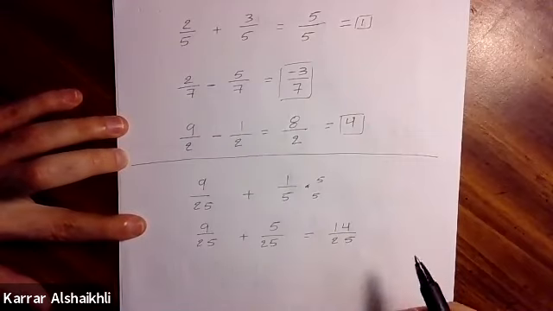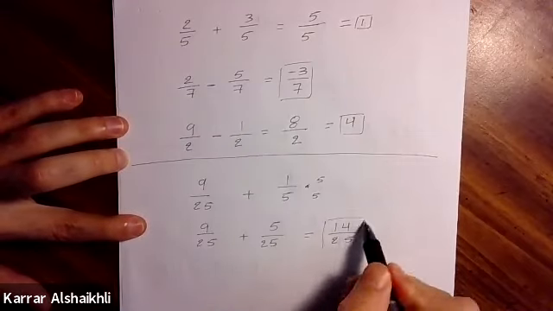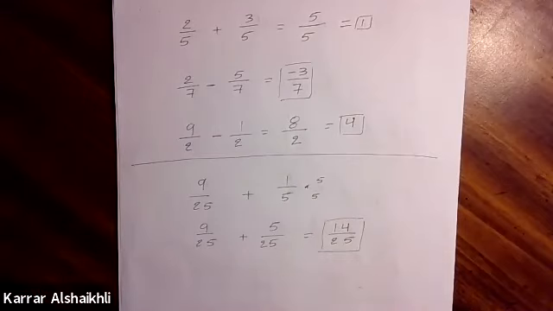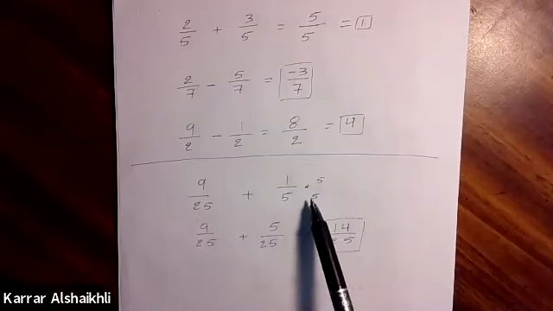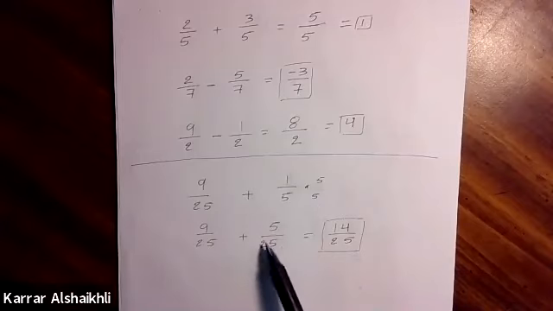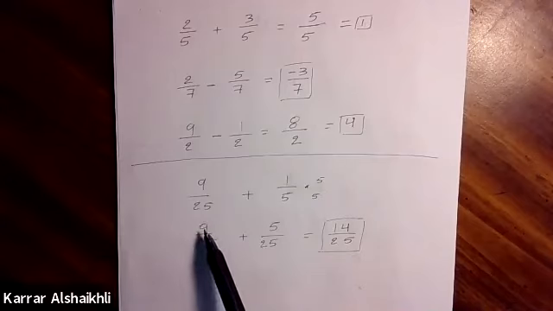Can I simplify it? No. So this is the final result. So that's how you're going to find the common denominator between 25 and 5. If you multiply 5 by 5, it is going to be 25. That's how we're going to find the common denominator. Now we have exactly 25 and 25. We're just going to go back and do exactly the same previous method.